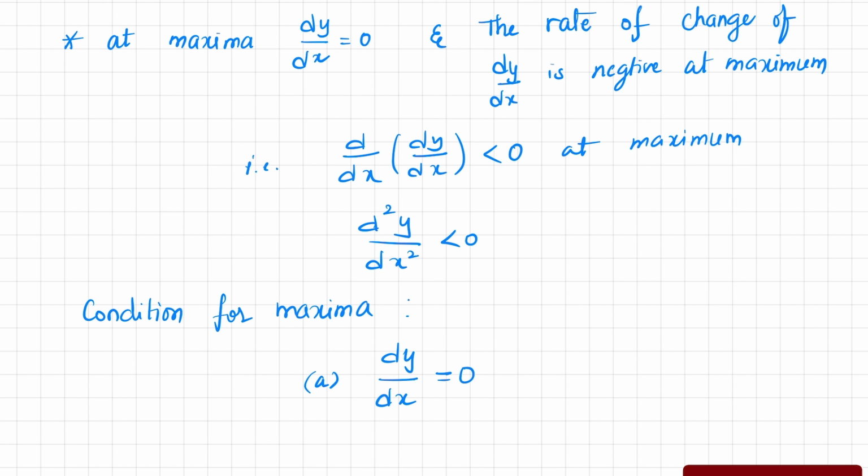If dy by dx is equal to 0, it can either be maxima or it can also be minima, because at a maxima and also at a minima you have the slope 0. But how do I verify whether that point is maxima or a minima? By taking the double derivative of it. D square y by dx square should be less than 0 for it to be a maxima point.